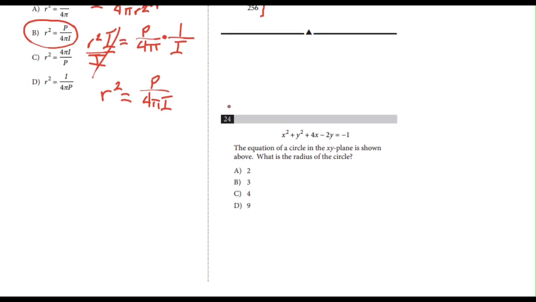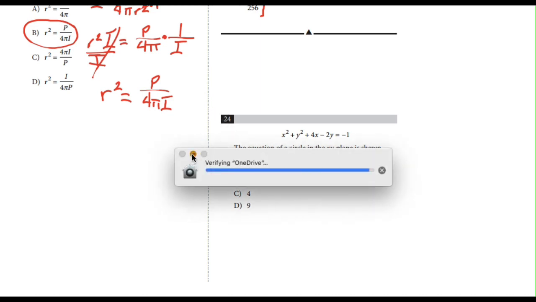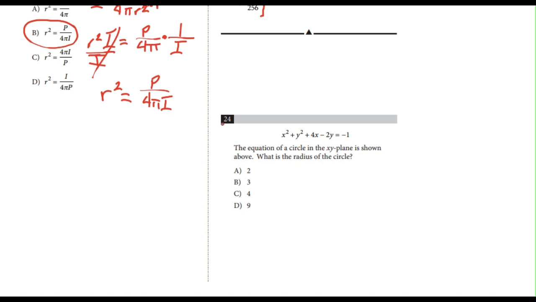And the last question, the 100th SAT question for this video, number 24, it's actually going to be number 100. We have x squared plus y squared plus 4x minus 2y equals -1. The equation of a circle in the xy plane is shown above. What is the radius of the circle?